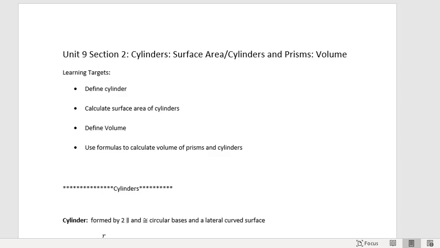All right, today we're going to look at Unit 9, Section 2. We're going to focus on cylinders, doing the surface area, and then we are going to look at cylinders and prisms, looking at the volume. So first we are going to define a cylinder, calculate its surface area, define the volume, and then use formulas to calculate volume of a couple examples.